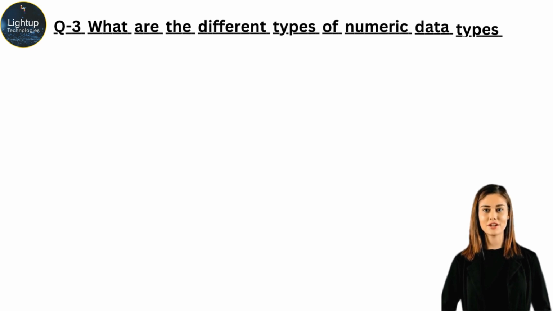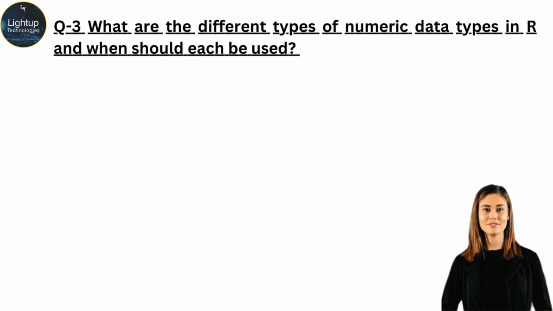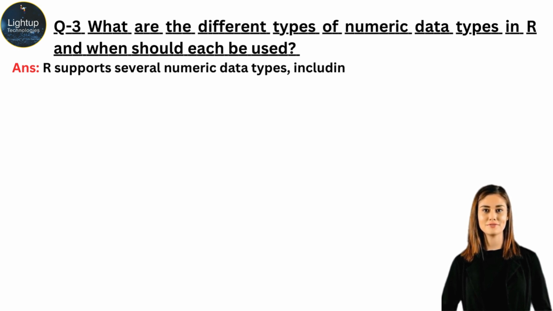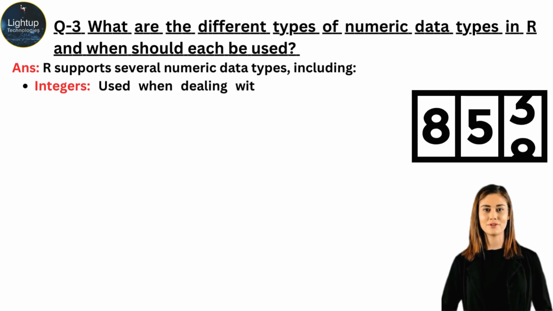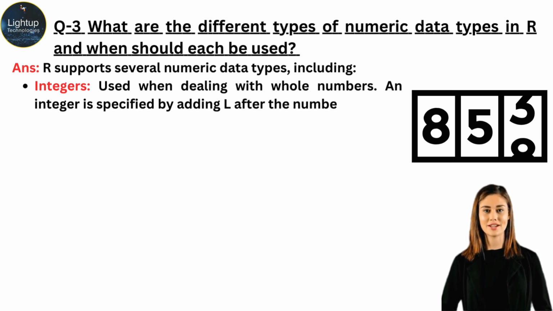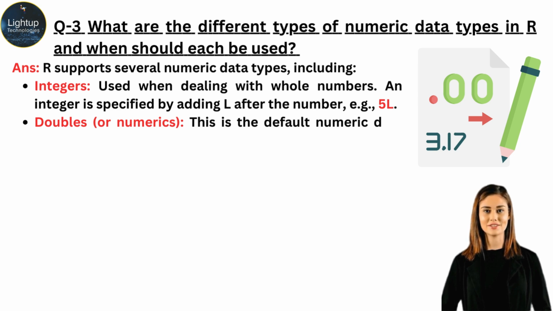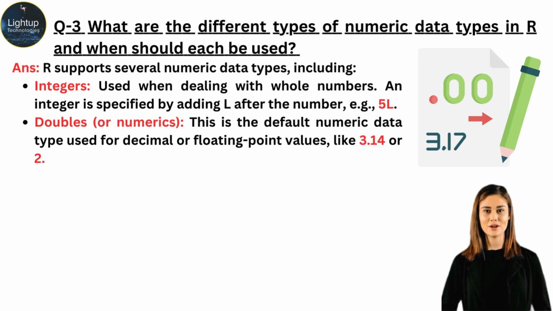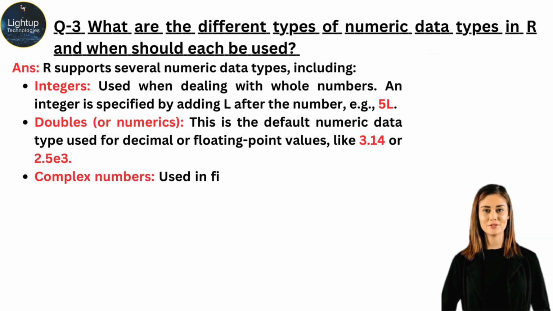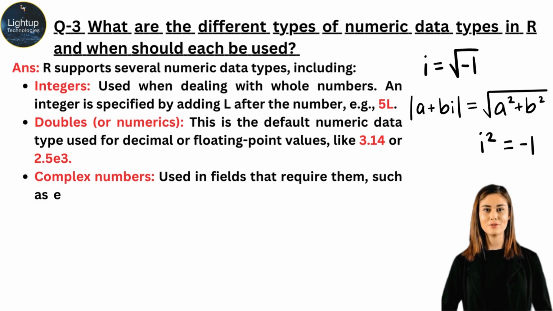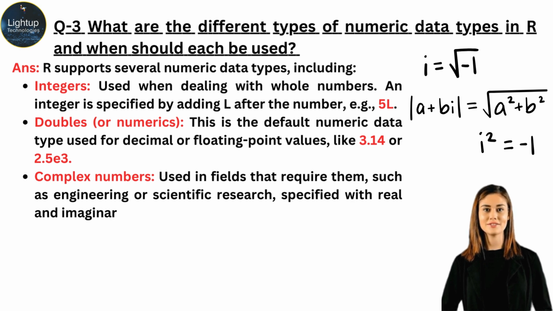What are the different types of numeric data types in R and when should each be used? R supports several numeric data types, including integers, used when dealing with whole numbers. An integer is specified by adding L after the number, example 5L. Doubles, or numerics. This is the default numeric data type used for decimal or floating point values, like 3.14 or 2.5E3.